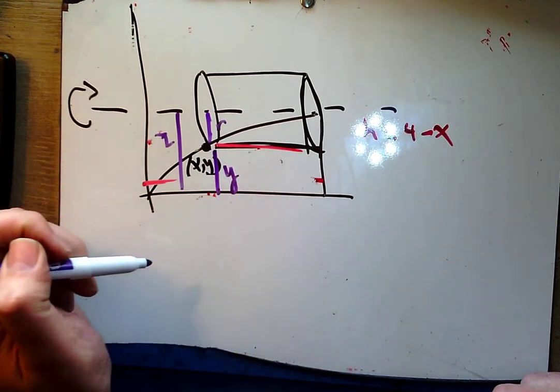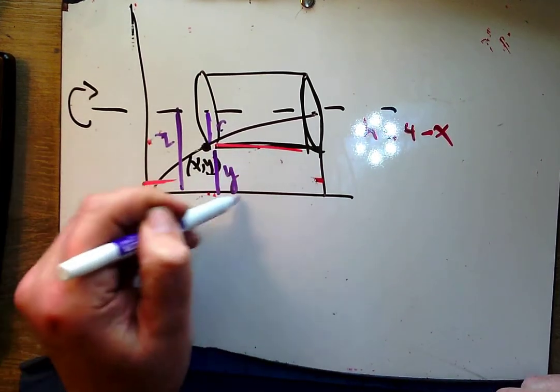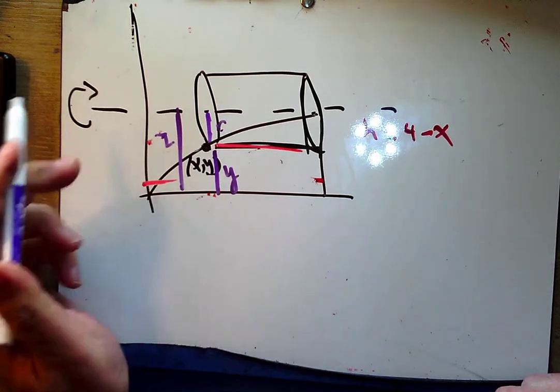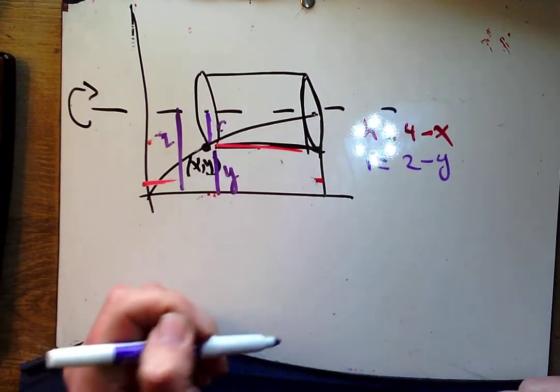This is y. So what's the radius going to be? It's going to be this whole distance, take away this y value from our curve. So r equals 2 minus y.